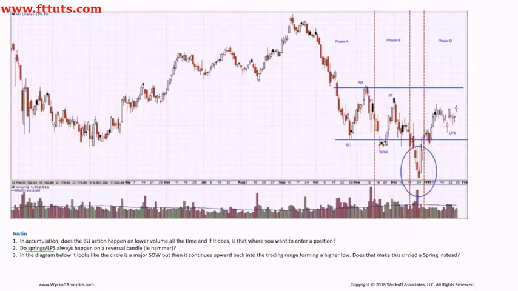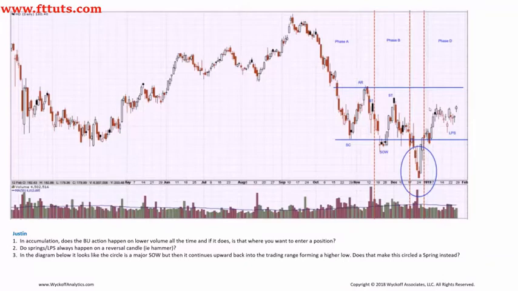Do springs and LPS always happen on the reversal candle? For example, a hammer. There are so many ways how that could happen. You could have a hammer, you could have just the bar that's going to close over the body of the previous bar. There are so many ways of how reversal could happen. We will be studying that later on in the fourth month.